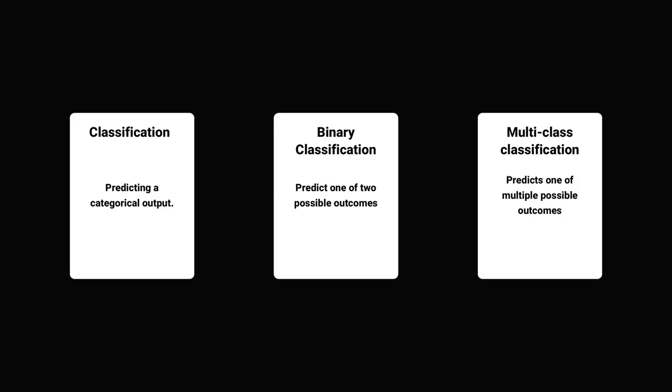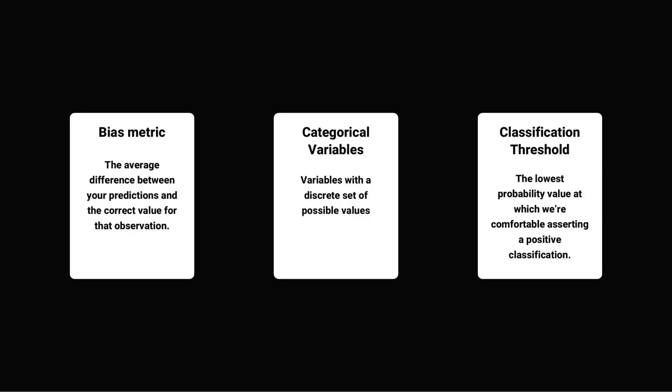Multi-class classification. A type of classification in which the machine learning model assigns each data point to one of three or more possible classes. Bias metric. A measure of the degree to which a machine learning model is systematically skewed towards certain predictions or outcomes. Categorical variables. Variables that can take on a limited set of discrete values or categories, such as gender or color.